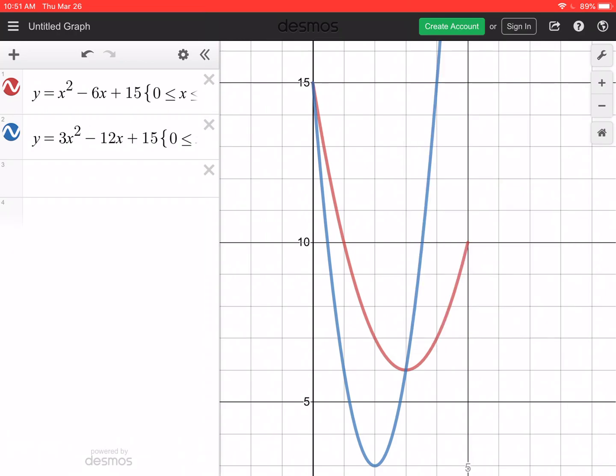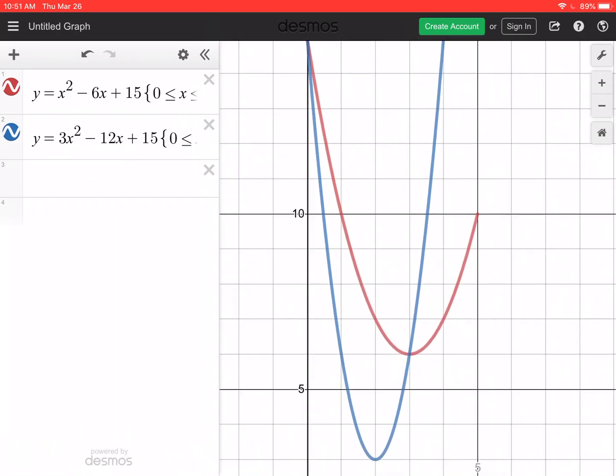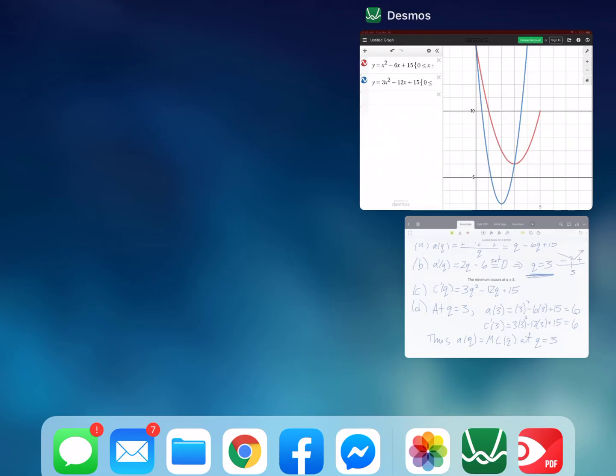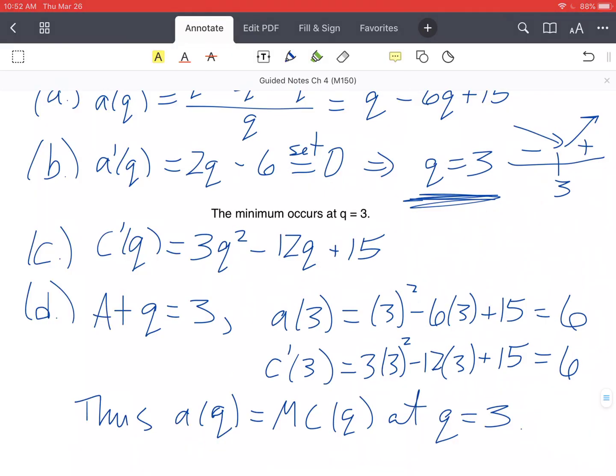So now if we look at what's happening here, the red graph is the average cost, the blue graph is the marginal cost, and look at the relationship that we found right here at the point (3, 6). At the minimum value of average cost, marginal cost and average cost intersect, right? They're equal to each other. Okay, so that's exactly the relationship that we just saw, but now of course we see it graphically. All right, so that's the end of 4.5.